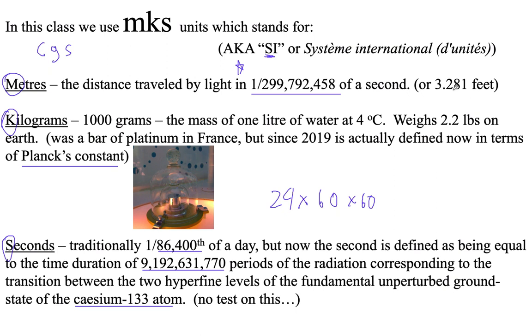So a meter is a little more than a yard. A kilogram weighs 2.2 pounds on Earth. Of course, in space it would have no weight at all. So be careful there. And then we all know what a second is.